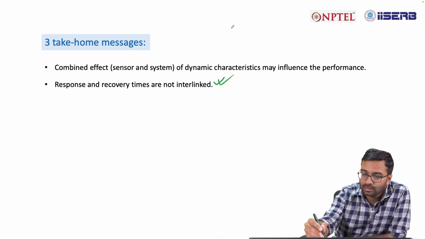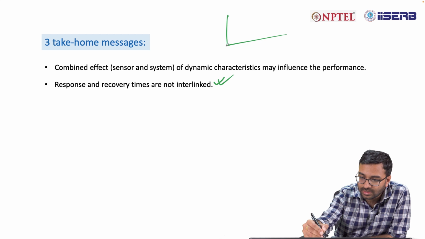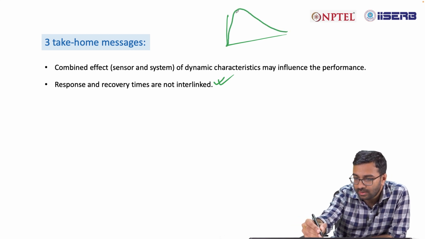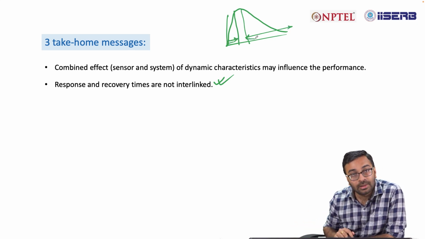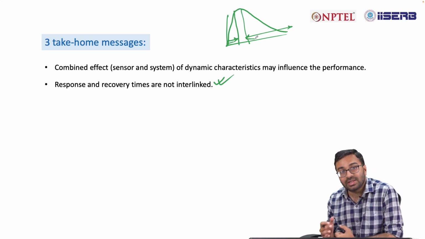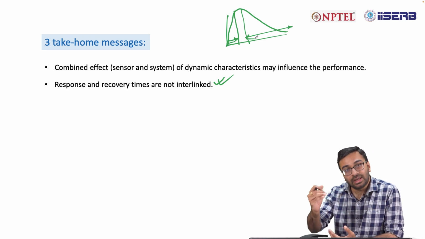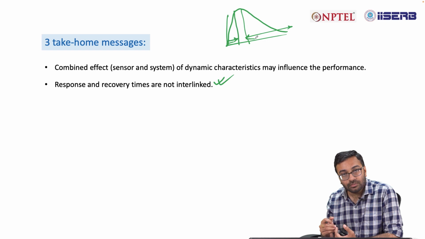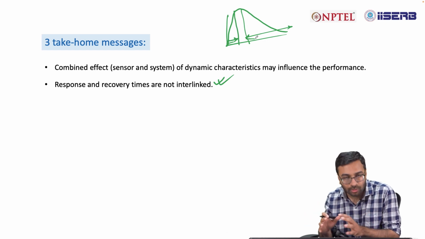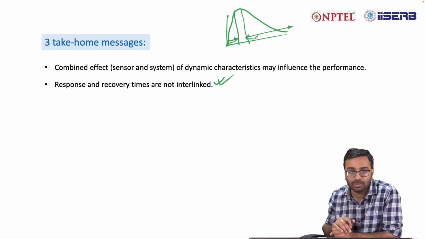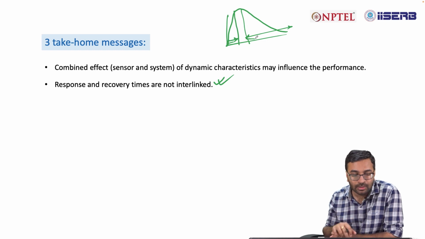So if you look at the sensor, a sensor response can be like this, where your response time is small, but say your recovery time is quite high. And at the same time, you may find sensors where response time is high, recovery time is low, or both are high, both are low. All these combinations are possible and they are not interlinked.